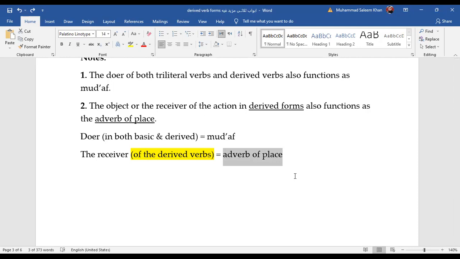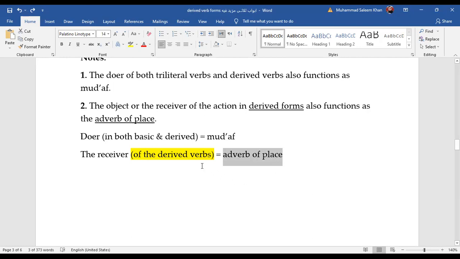Okay, if we talk about kharaja yakhruju, what is the adverb of place of kharaja yakhruju? Makhraj. What is ismul fa'il? Kharij. What is ismul maf'ul? Makhruj. So what is the adverb of place? The adverb of place is makhraj.